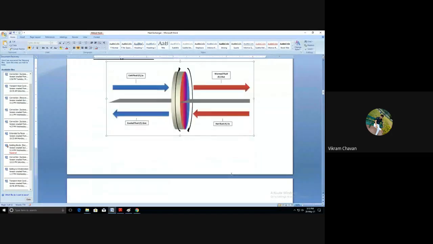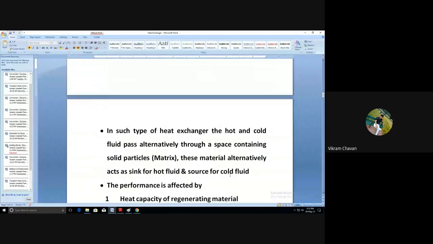Okay, have you drawn the diagram? So shall we move ahead? Write down: in such type of heat exchanger, the hot and cold fluid pass alternately through a space containing solid particles, in bracket matrix.